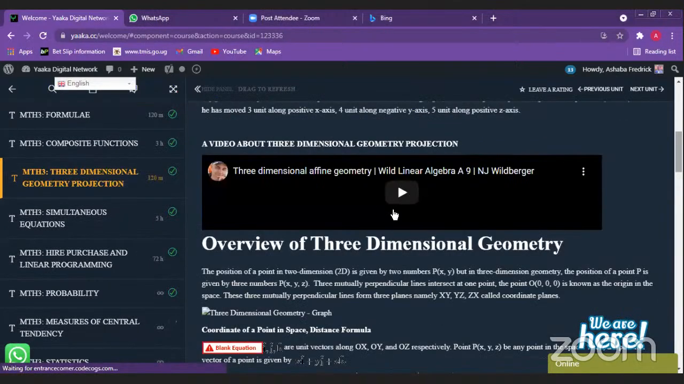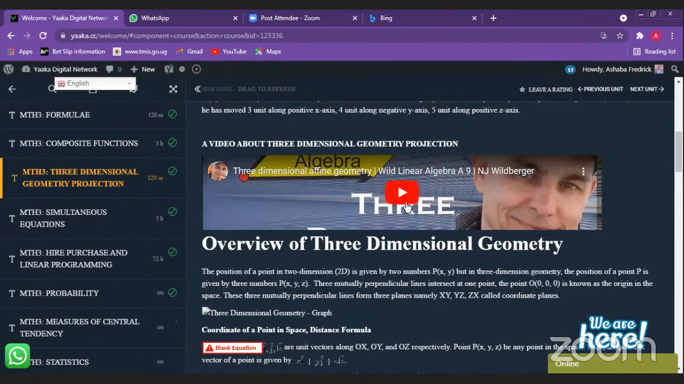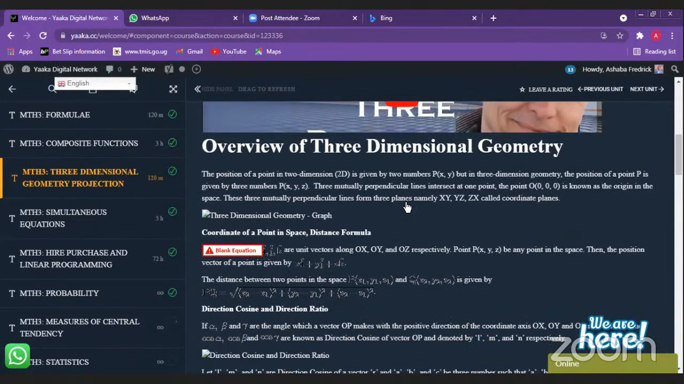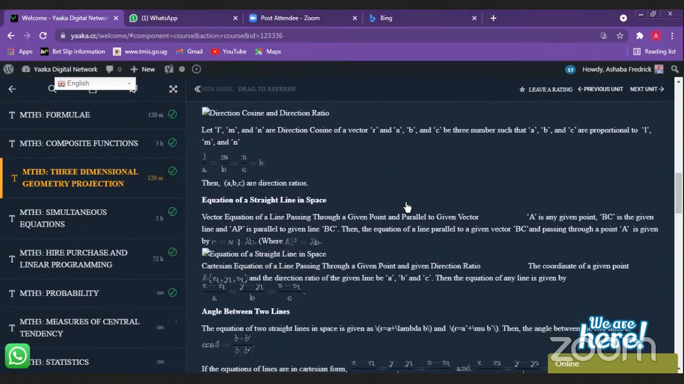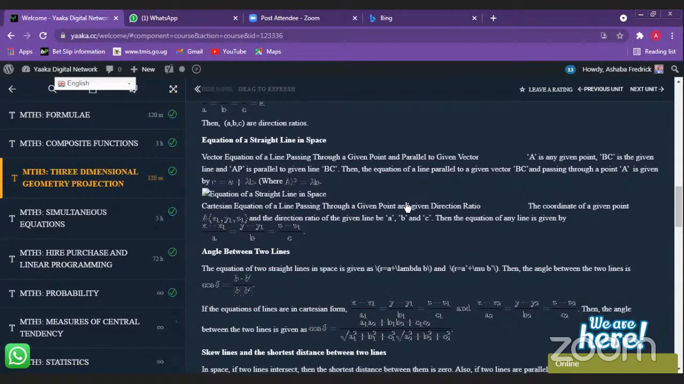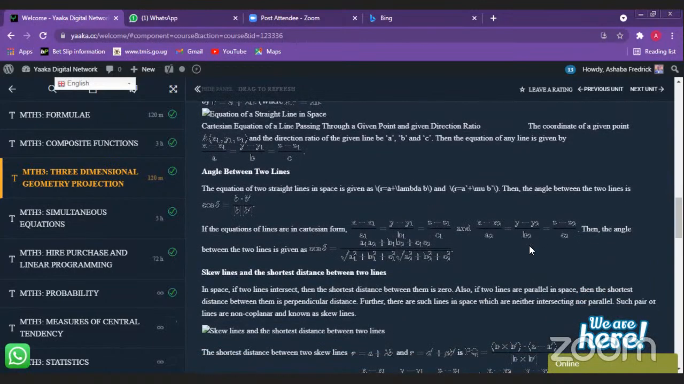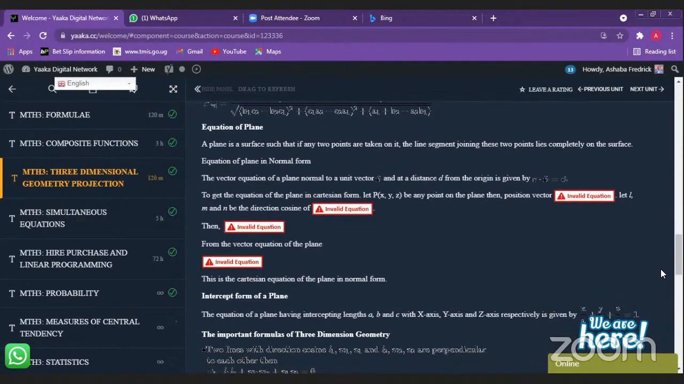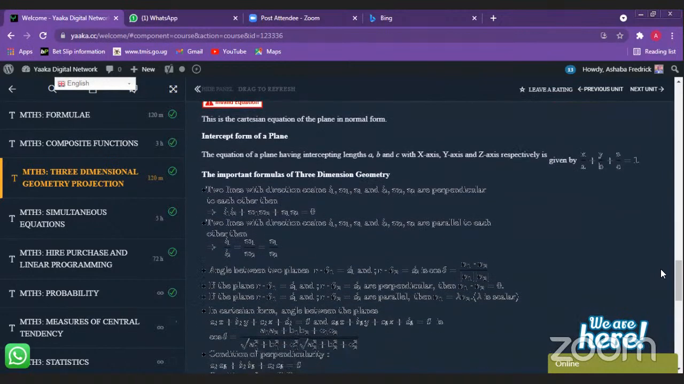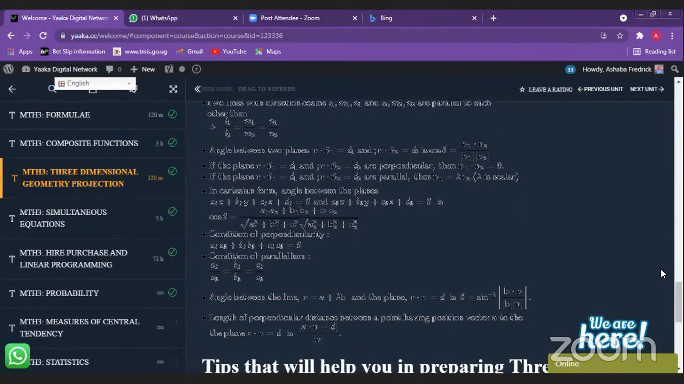There is a video about three-dimensional geometry that you can watch in your free time. The equation of a straight line, we don't need to find it; we shall find it in another topic. The equation of the plane, we still don't need that. The important formula, we don't need that.